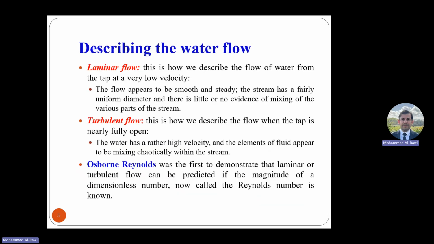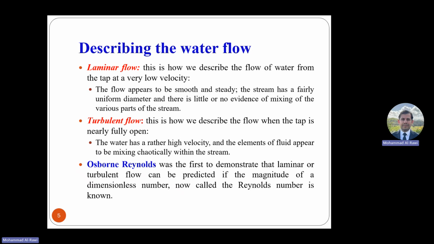What is the description of laminar and turbulent flow, and how can we define them? So laminar flow is how we describe the flow of water from the tap at a very low velocity. The flow appears to be smooth and steady. The stream has a fairly uniform diameter, and there is little or no evidence of mixing of the various parts of the stream. However, turbulent flow is how we describe the flow when the tap is nearly fully open. The water has a rather high velocity and the elements of fluid appear to be mixing chaotically within the stream.